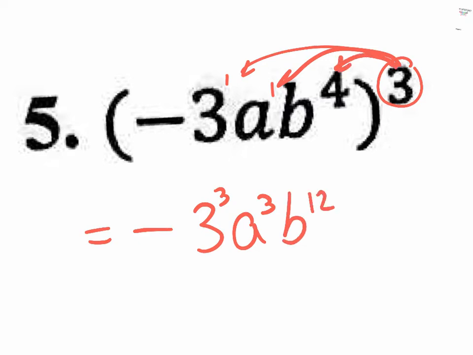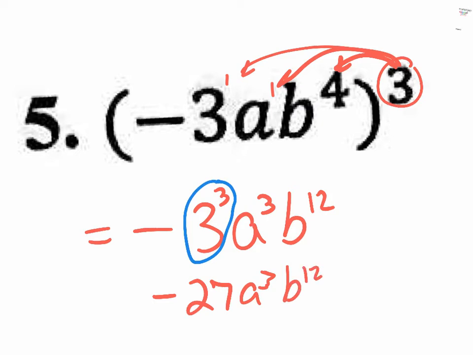Now the only other thing you could do is 3 to the 3rd. That's 3 times 3, which is 9, times 3 is 27. So the final answer is negative 27, a to the 3rd, b to the 12th. That's an ugly 3, I apologize.